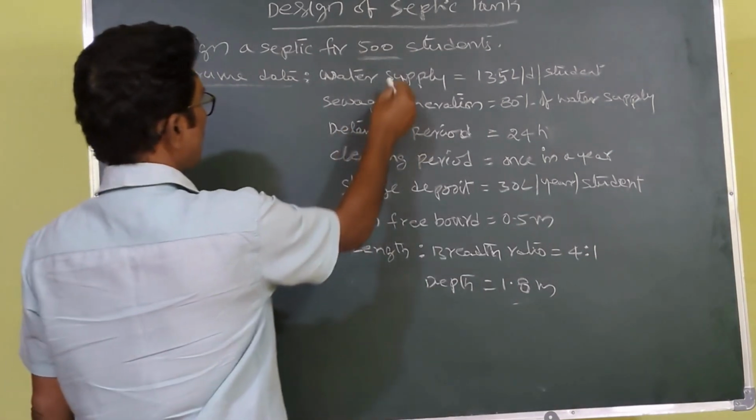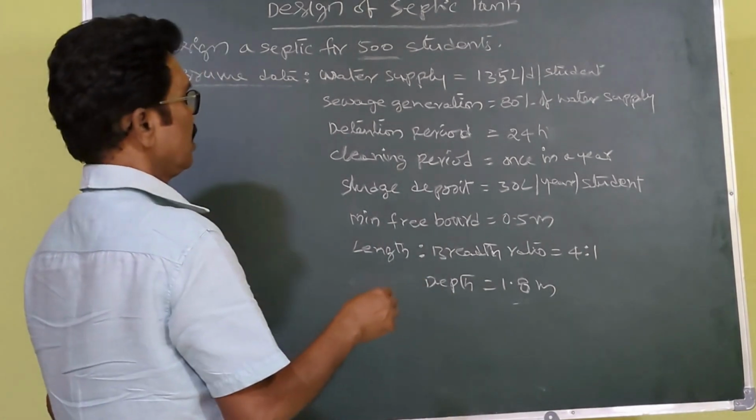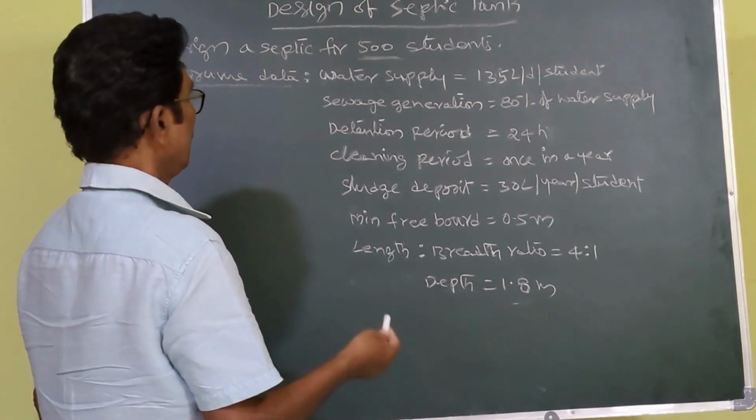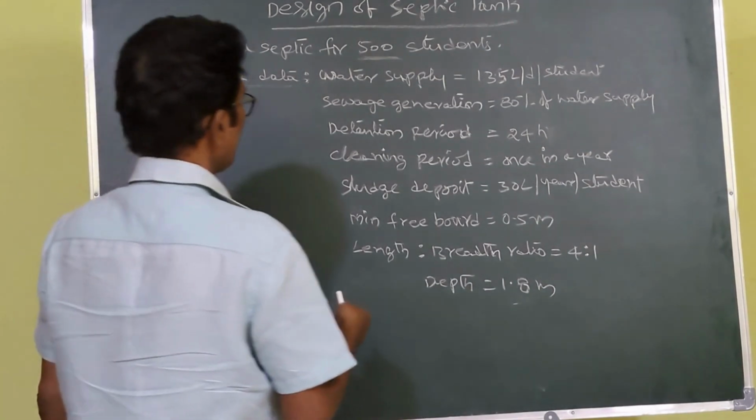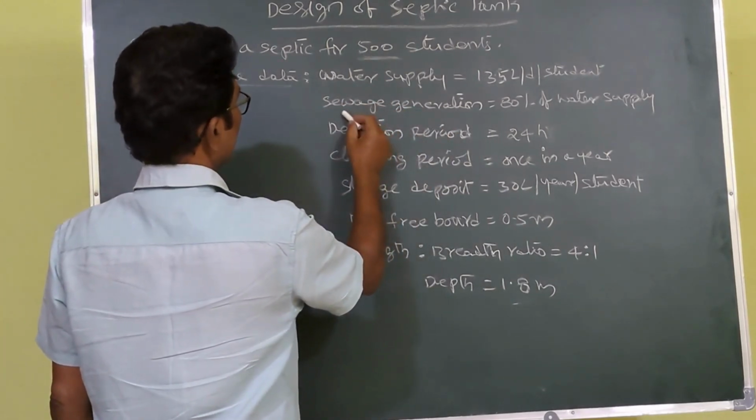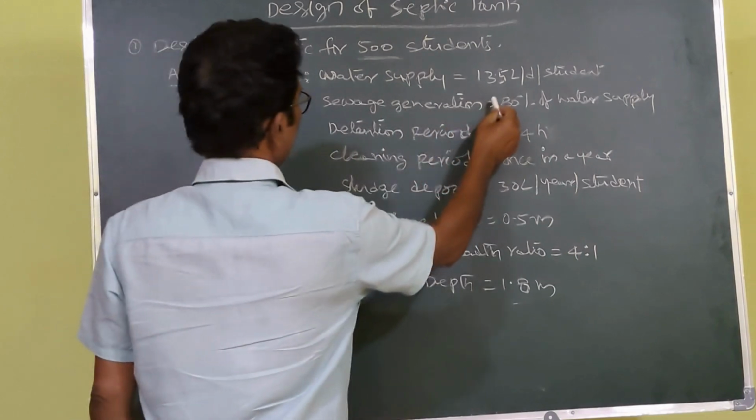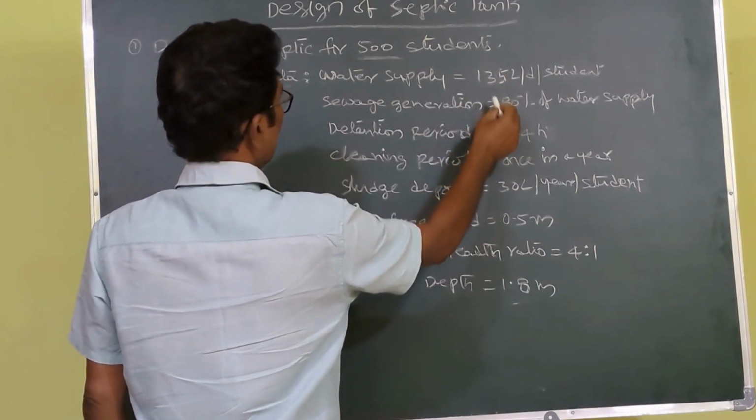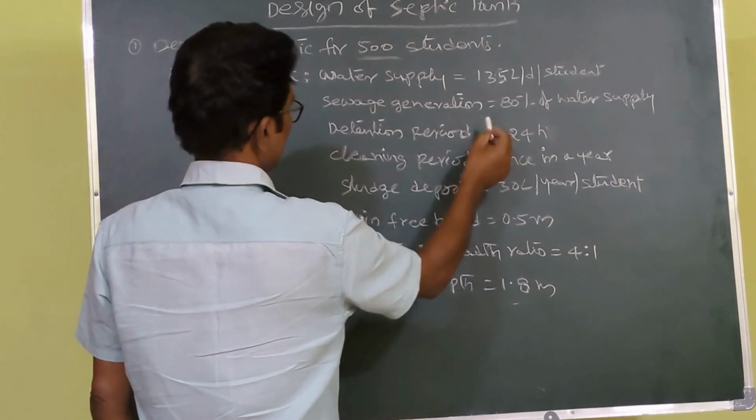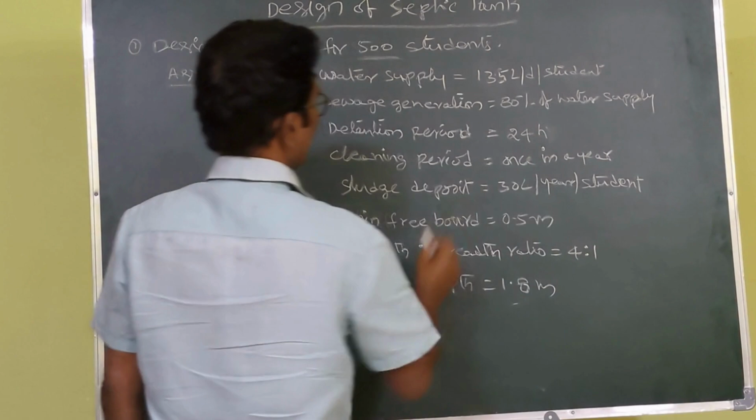Sewage generation means the water is used for various purposes in domestic, residential buildings or commercial buildings. Because of those activities, obviously 80% of it is converted into wastewater, the sewage. So whatever water supply is given is multiplied by 80%, and that is nothing but the sewage, the domestic wastewater. So 80% of the water supply.